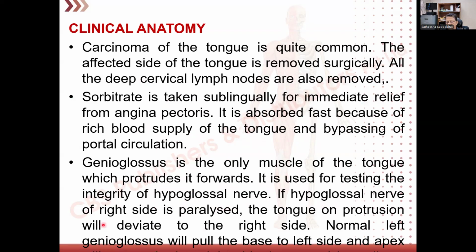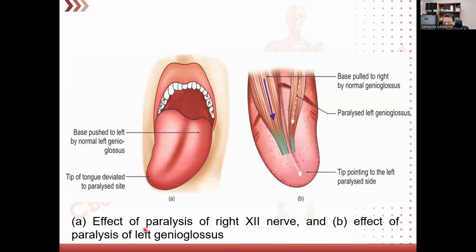If the hypoglossal nerve of the right side is paralyzed, the tongue on protrusion will deviate to the right side. Normal left genioglossus will pull the base to the left side and the apex. So here you can see the effect of paralysis of the hypoglossal nerve on the right side, so that the tongue deviates to the right side. Because the left one is intact, it protrudes the tongue. Now this is the paralysis of the muscles, that is the genioglossus.